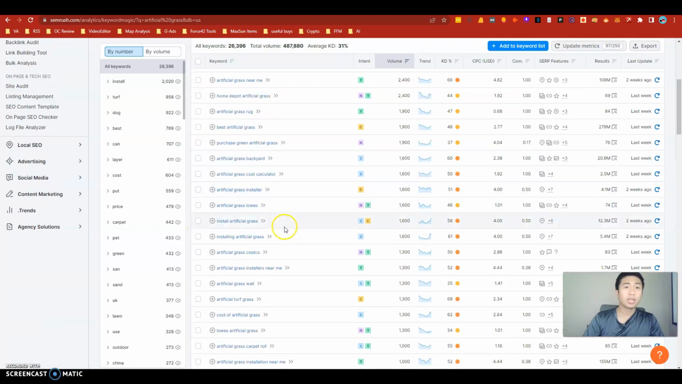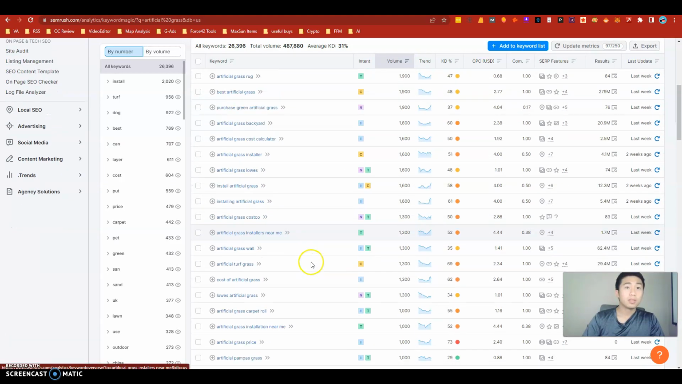Then compared to like artificial grass installers near me, the intention of this is they want somebody to do it for them, right? They're ready to buy whatever that service. And these are the type of keywords that we are looking for. Okay.